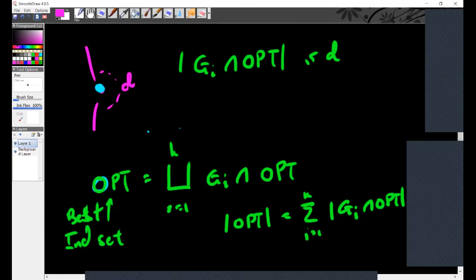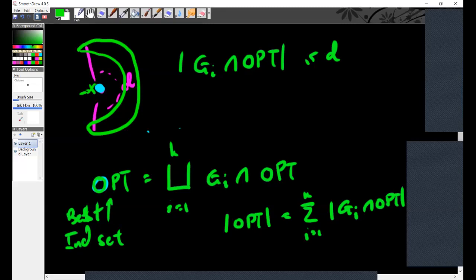And note that since it's a star, the most intersections you can make is when the optimal is at the fringe. Like these are all the optimal vertices, and this one is not part of it. So it can't be D plus 1. It can only be the fringes. So G_i intersect OPT is at most D, where D is again the max degree of the graph.